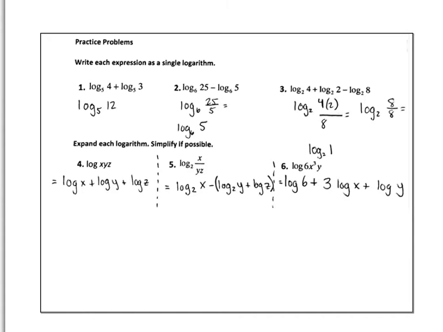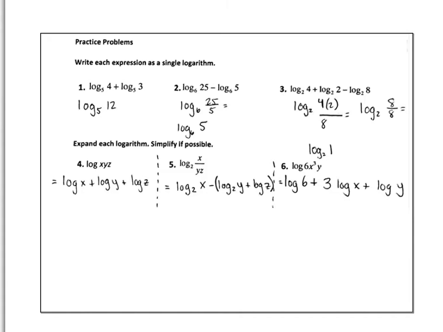Number 3, we had multiple parts here. The addition means we have to multiply the 4 and the 2. Subtraction means we divide by the 8. So 4 times 2 is 8. 8 divided by 2 is 1.